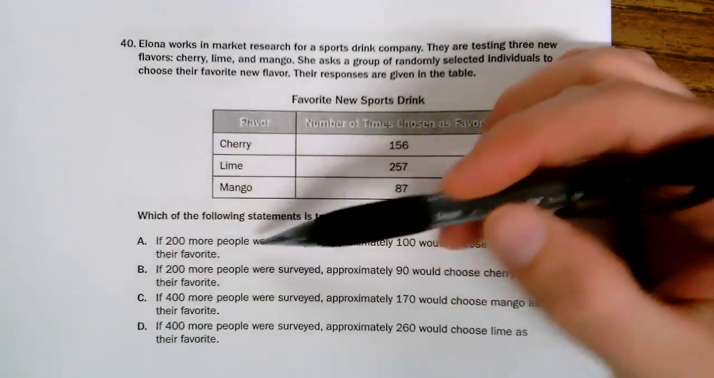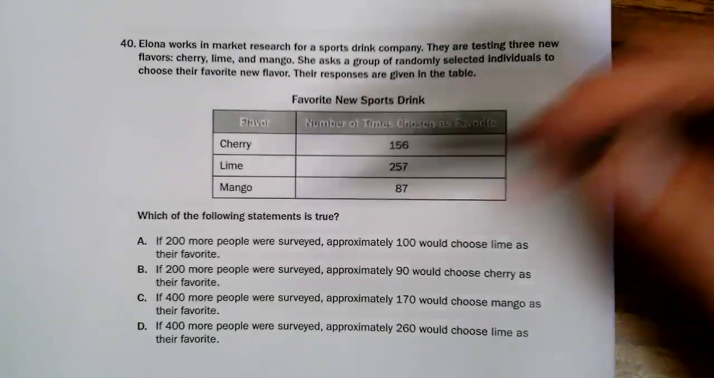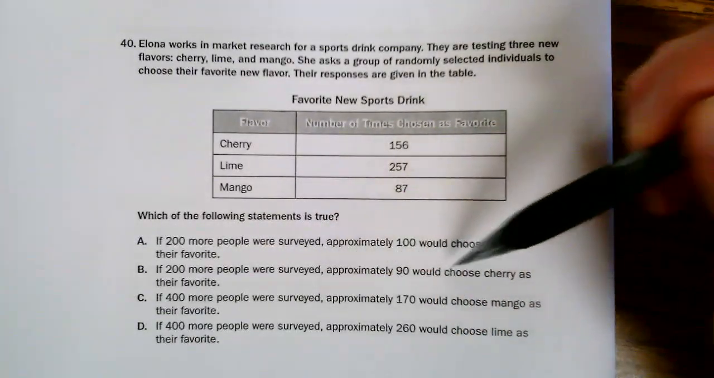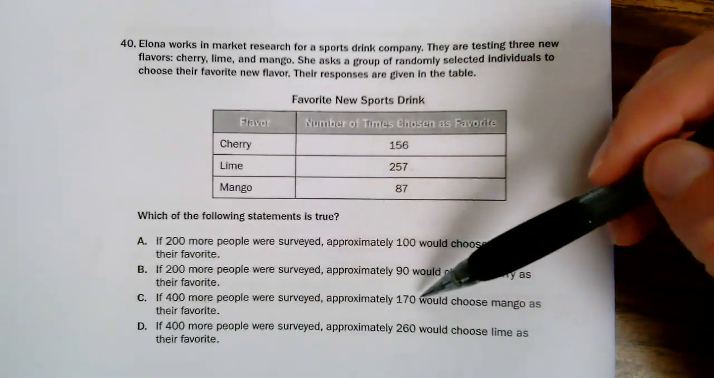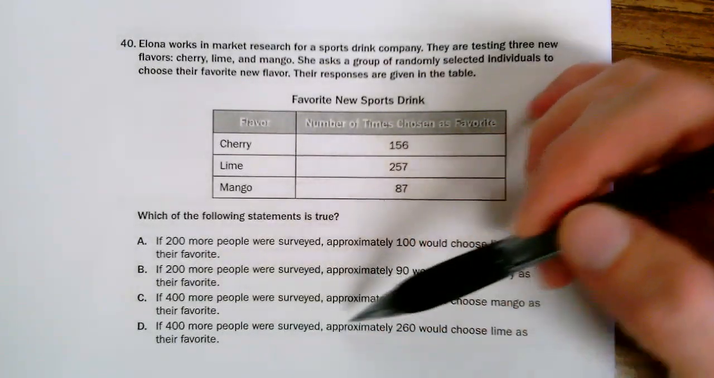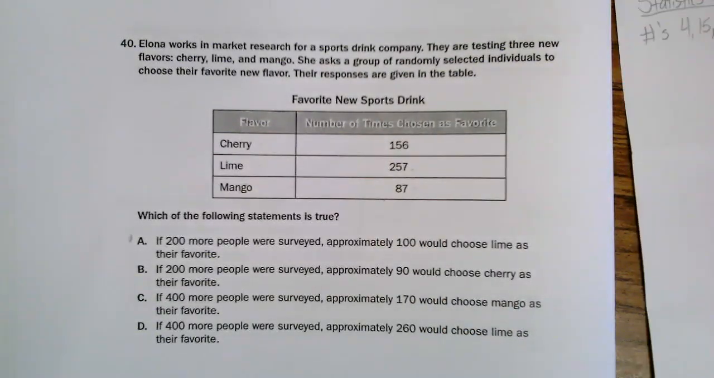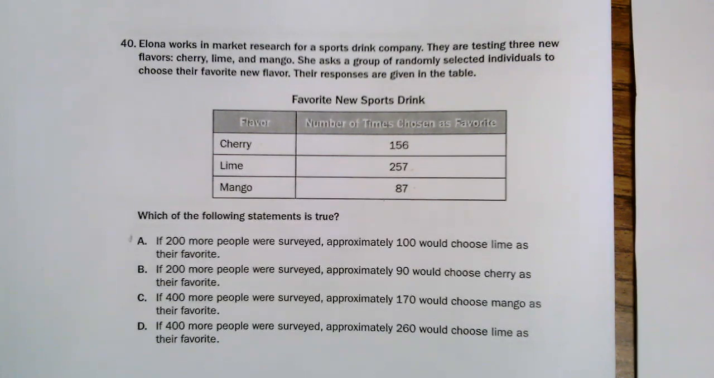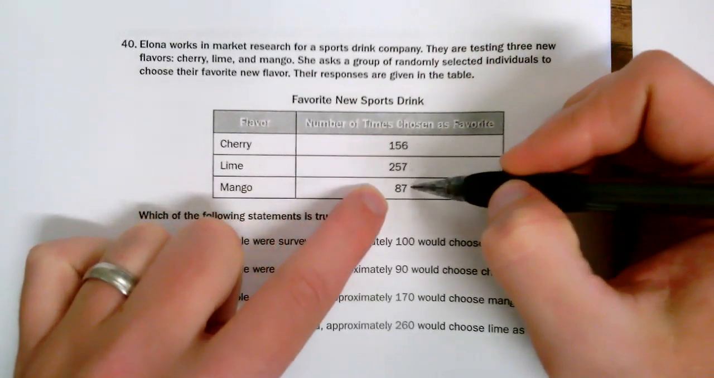If 200 people were surveyed, approximately 100 would choose lime as their favorite. All right. If 200 people were surveyed, approximately 90 would choose cherry as their favorite. If 400 more people were surveyed, approximately 170 would choose mango as their favorite. And if 400 more people were surveyed, approximately 260 would choose lime as their favorite. So the first thing we need to find out on this problem is how many people total were chosen to pick their flavors. So to do that, we would add up the totals here, 156 plus 257 plus 87.